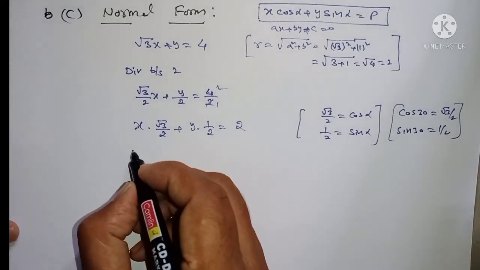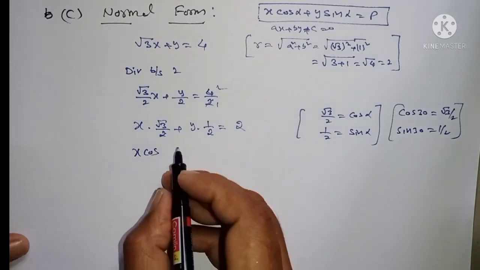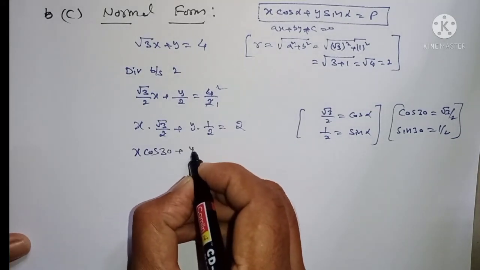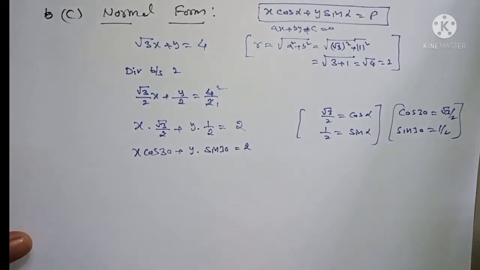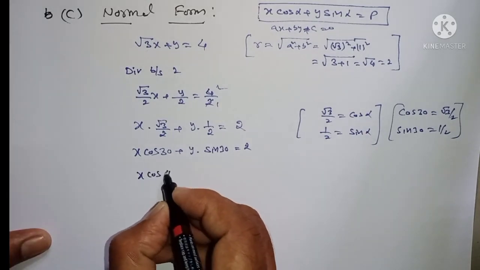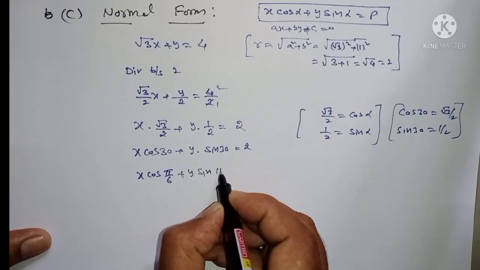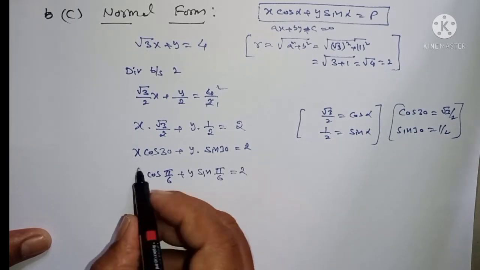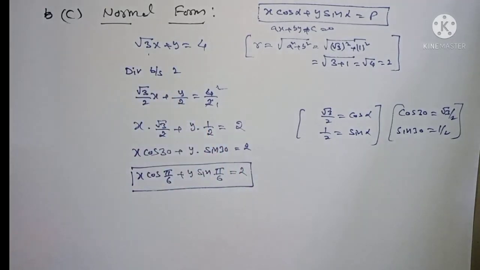Therefore I can write here x cos 30 degrees, that is pi by 6, and y sin 30 degrees is equal to 2. You can write alpha in radians. Therefore I can write here x cos of pi by 6 plus y sin of pi by 6 is equal to 2. This is our given equation in the normal form. X cos pi by 6 plus y sin pi by 6 is equal to 2 only.